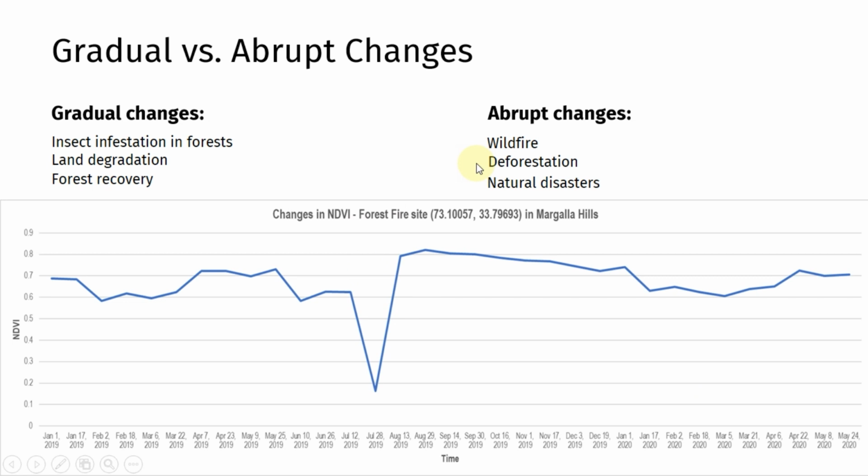This graph here displays the NDVI changes in the aftermath of a forest fire in Margala Hills. NDVI values range from -1 to 1, with higher values indicating healthy vegetation. In this section, you can see a great fall in NDVI value. This is the phase of the forest fire, an example of an abrupt change, where the NDVI values have significantly decreased, showing the impact of the fire on the vegetation cover.